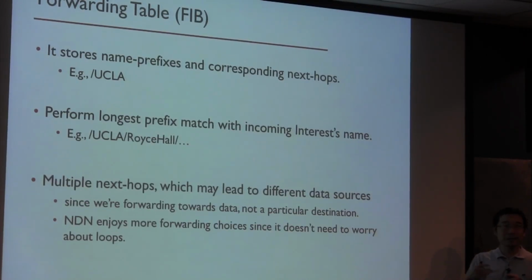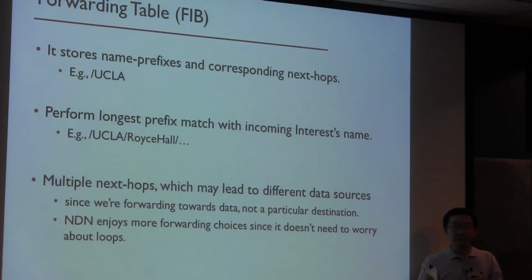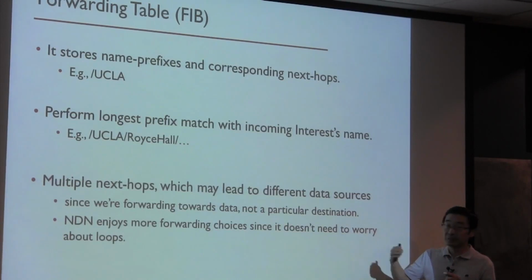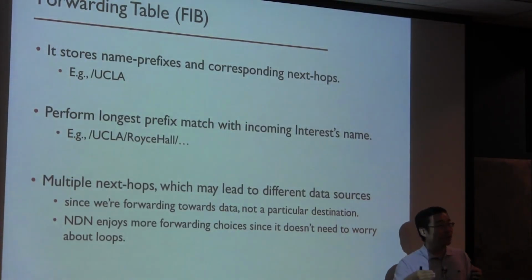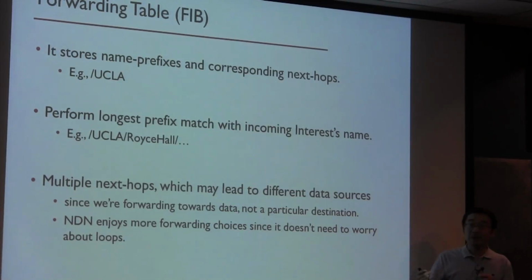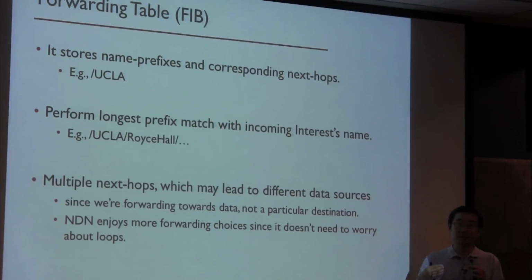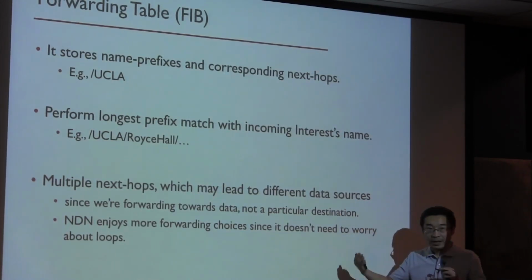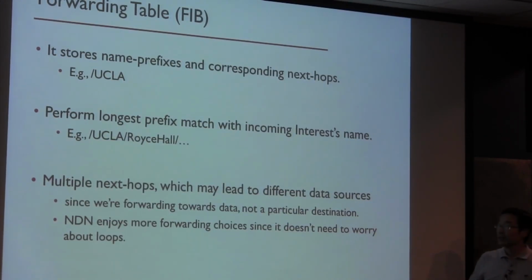The main difference between the IP and NDN forwarding tables, of course, the obvious one, is that it's name-based, not address-based. The second one is that usually we have multiple next hops. It's a common case, not a special case. Those next hops may eventually lead you to multiple different data sources, because the purpose of forwarding is trying to get the data, and data could be at multiple places. In IP, the purpose is to reach a particular destination, and in the whole world, supposedly, there's only one such destination. So in IP, a single next hop is a lot of cases, and also a lot of cases just lead to one destination. NDN likes to have more forwarding options and forwarding choices. Later on, I'm going to talk a little bit more about this when we talk about the page table.